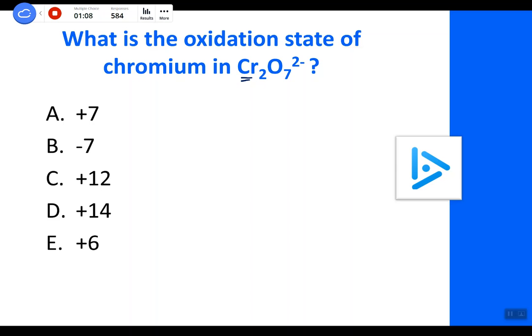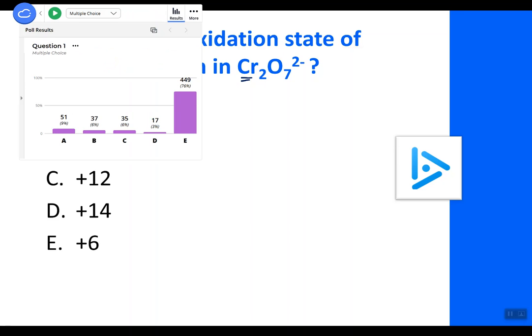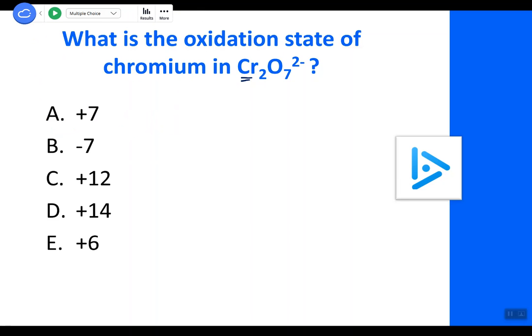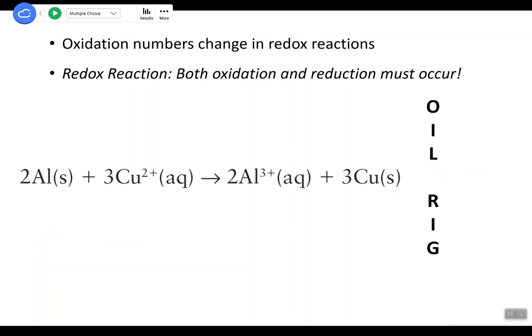And 3, 2, and 1. Okay, most people went for E, and E is the correct answer, +6. We had some votes for C. C is the number for 2 chromiums, but when we ask the oxidation number of an element, we're asking for 1. That +12 is contributed by 2 chromiums. We divide it by 2, therefore the oxidation number is +6. Well done. So that's a super basic technique that we need to be able to do.